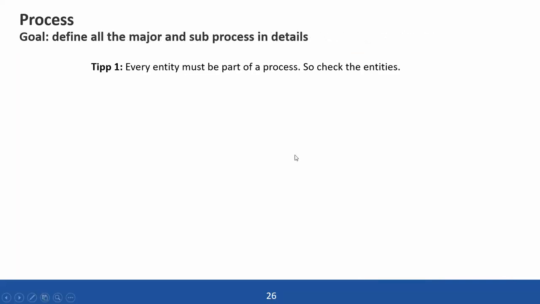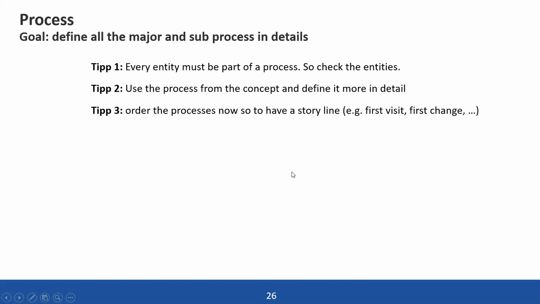So what are the major tips I have to give you if you think about the process? Every entity must be part of a process. So check the entities: if you have one entity and you have not described a process that helps you to create or change it, you're missing something. Use the processes from the concept and define them in more detail. Use the work you have already done, put it in, and get more detailed. Order the processes now so that you have a storyline. When we started with the concept, I said think of the process, and you can't do it arbitrarily.